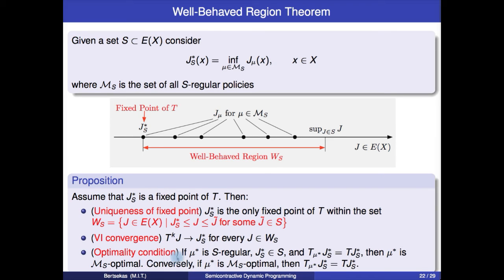The third result is an optimality condition. If mu star is S regular, J sub S star belongs to S, and mu star attains the minimum in this Bellman equation, then mu star is optimal within the restricted class of S regular policies. Conversely, if mu star is restricted optimal, then it attains the minimum in Bellman's equation.